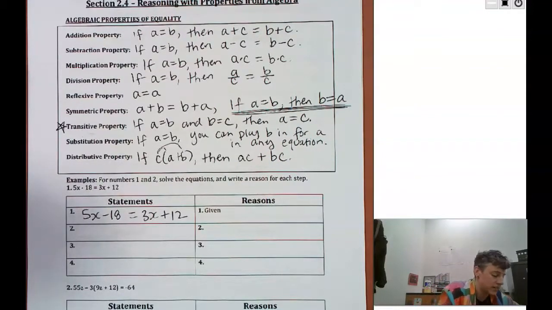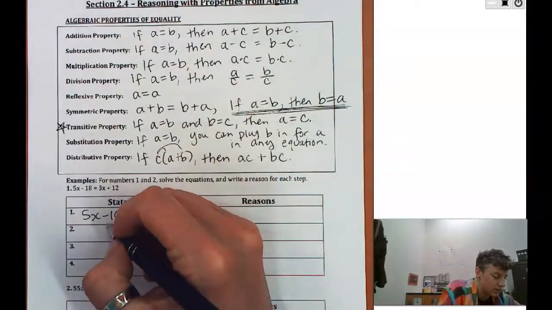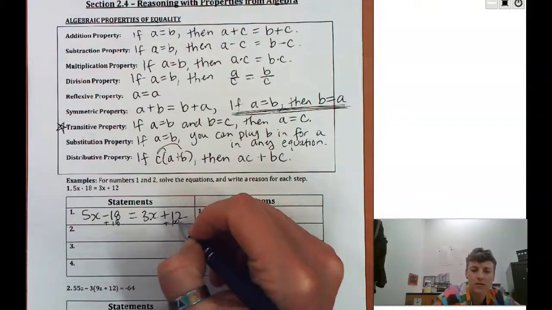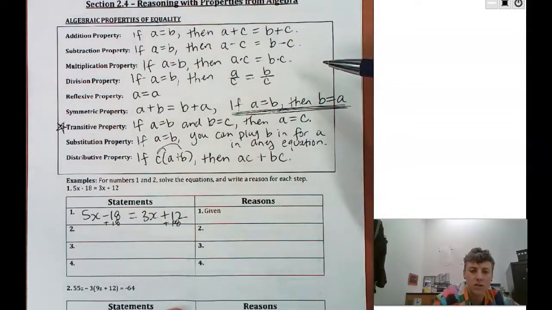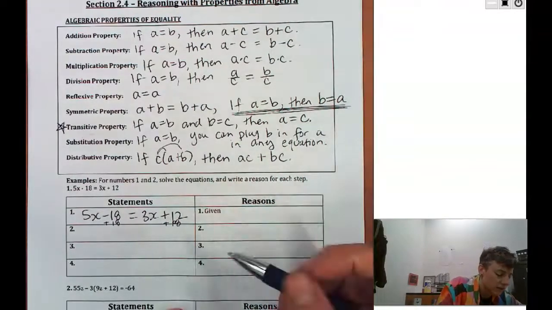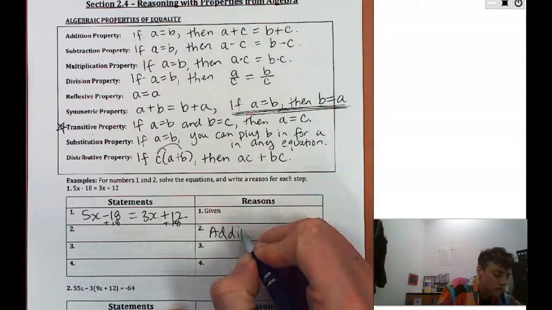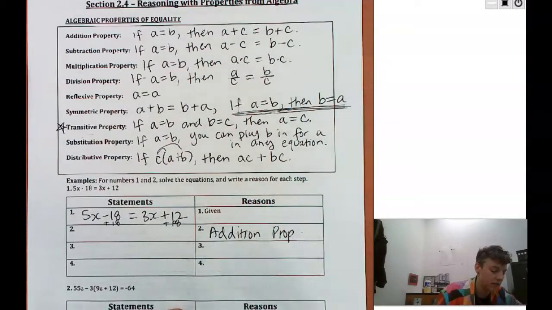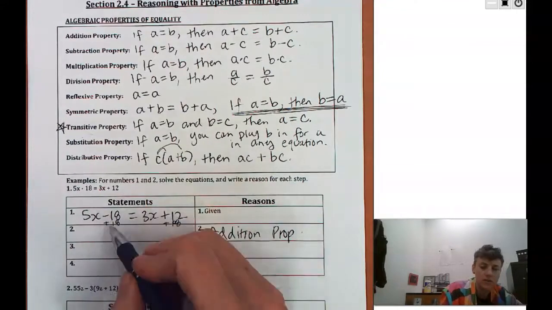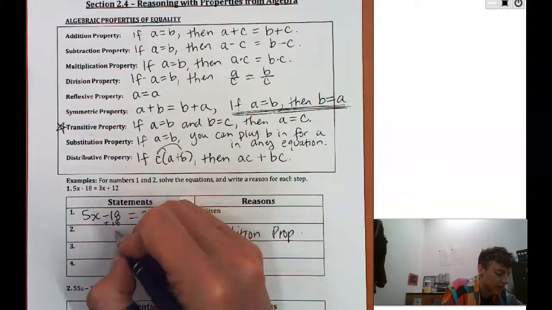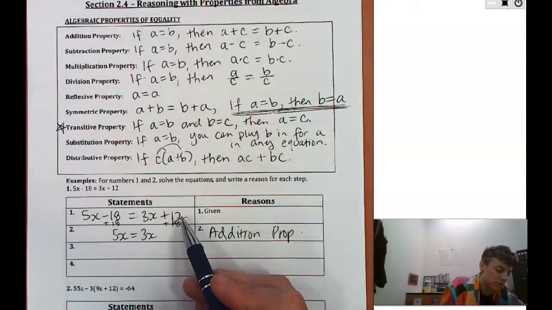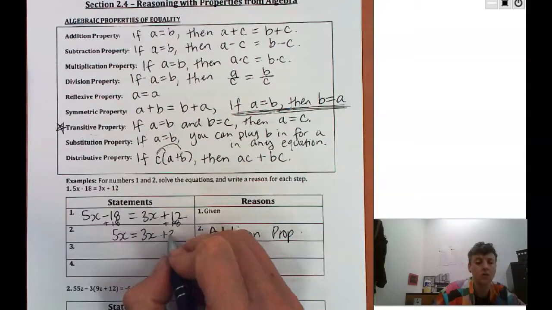I would add 18 to both sides. Which property says I'm allowed to add something to both sides of the equation and it's still true? Oh, right, the addition property. So we're going to use the addition property. Add 18 to both sides. If we add 18 to both sides, those 18s cancel. And we just have 5x now equals 3x plus 30. What's 18 plus 12? 30. Great.